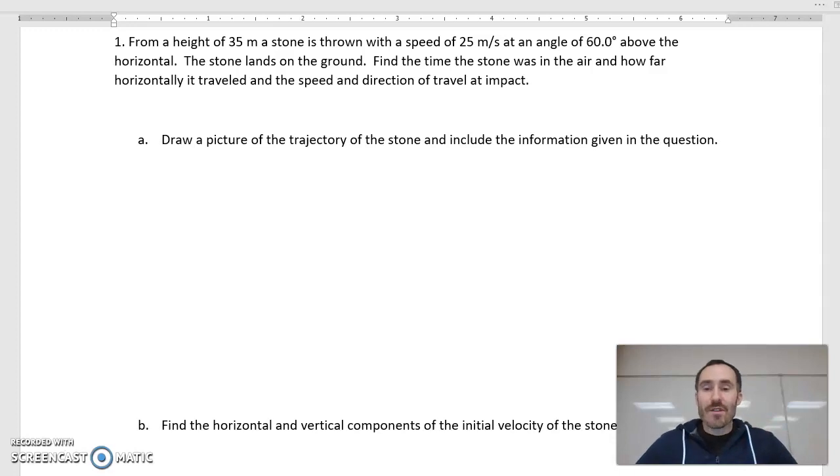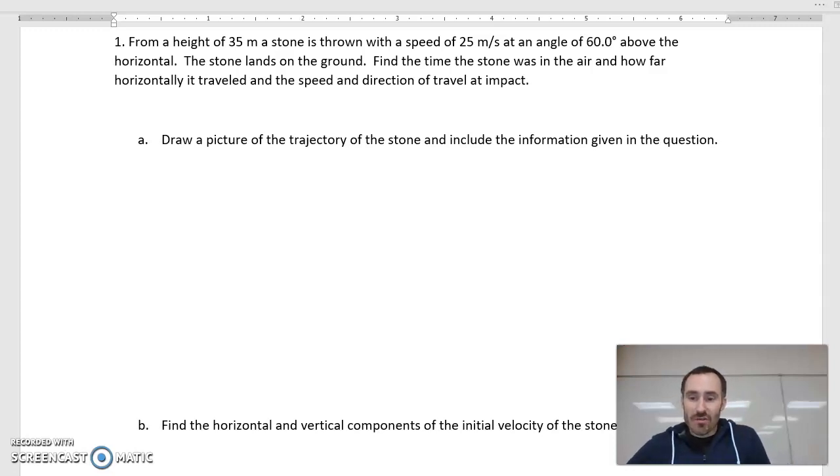From a height of 35 meters, a stone is thrown with a speed of 25 meters per second at an angle of 60 degrees above the horizontal. The stone lands on the ground, which we're assuming is 35 meters below where it started. Find the time the stone was in the air, how far horizontally it traveled, and the speed and direction of travel at impact. So here we go.